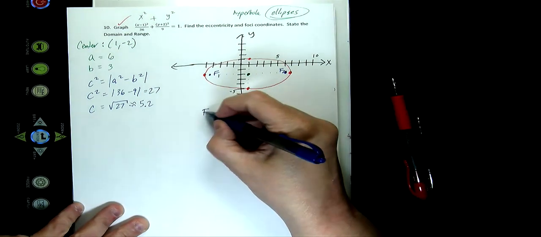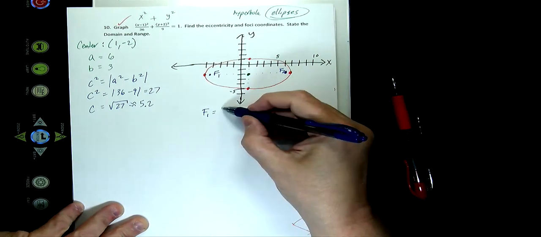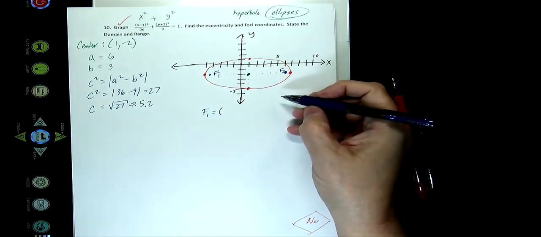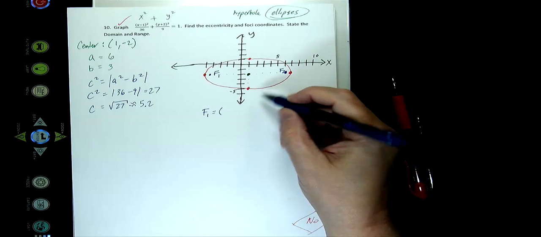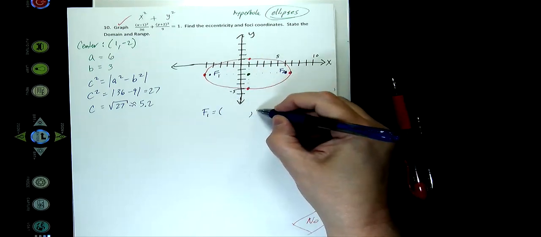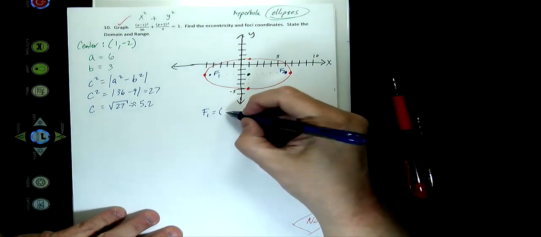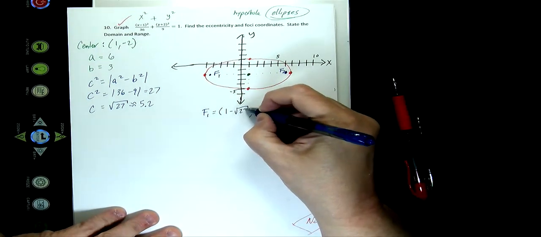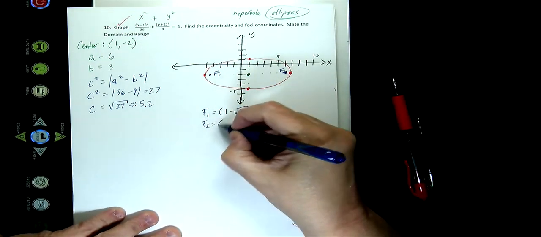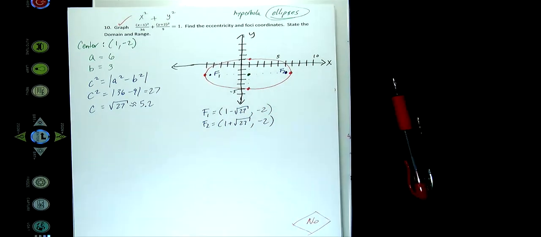So my foci, I put F1. How do I put the coordinate? Both of them have the same Y value, right? The Y value is not changing. That's got to be the same as the center. Negative square root 7. Yes. And the other one is 1 plus square root of 27, negative 2.